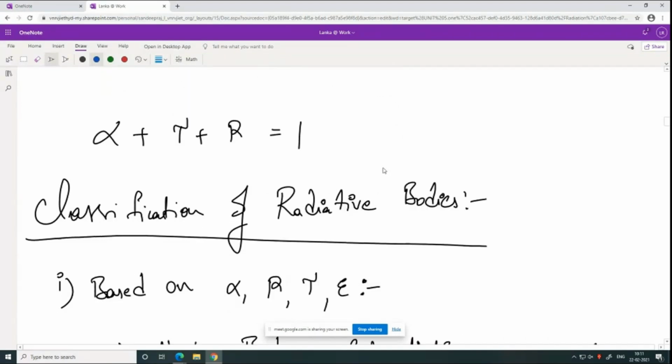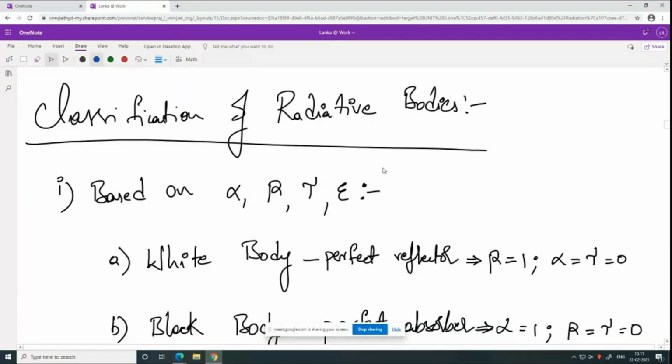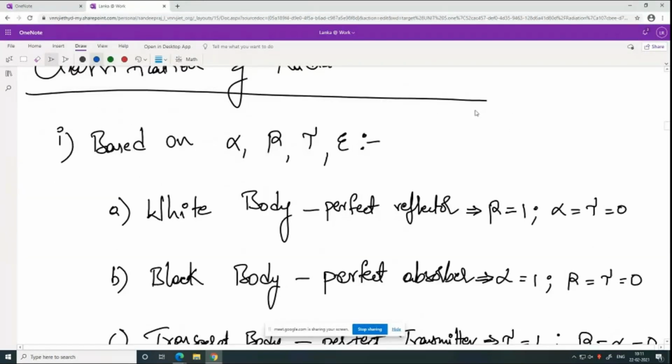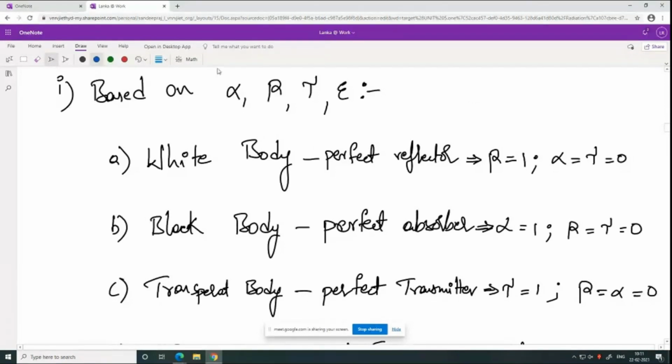This is what we have seen, and then we have gone on to explain the classification for radiation bodies. First, we have made use of alpha, rho, tau and epsilon to get this classification. For that, we have taken the white body. The white body will be a perfect reflector. Its reflectivity will be equal to 1. The other things will be equal to 0.